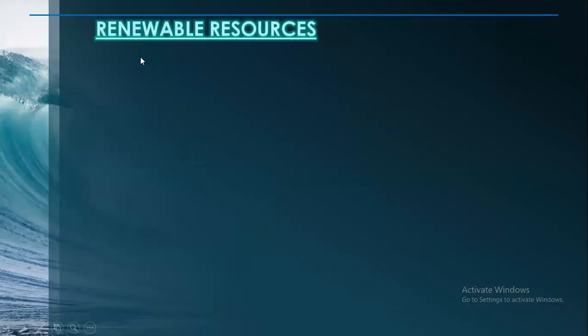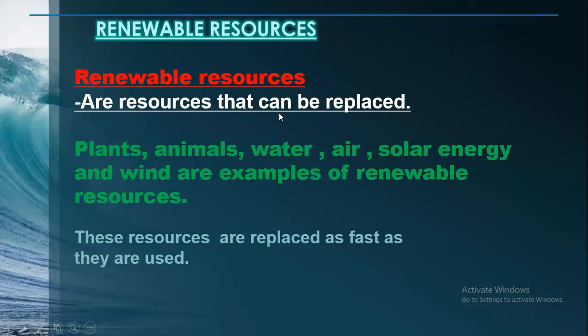We will start with renewable resources. Resources that can be replaced, like plants, animals, water, air, solar energy, wind. All of these are examples of renewable resources. Why do we call them renewable? When we cut plants, we can grow more. When animals die, more are born. Water, when it evaporates into the sky, falls again as rain. Solar energy, every day we have the sun and every day the sunshine. These resources are replaced as fast as they are used.